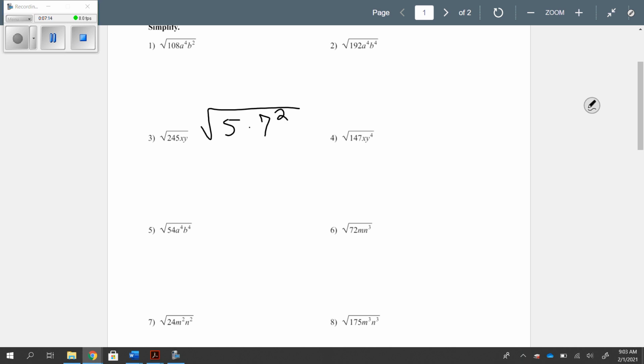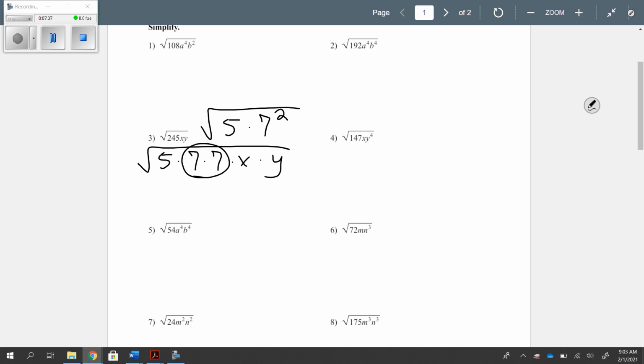Okay. So we're going to write all of that out. 5 times 7 times 7 times x times y. That's it, because there's only one x and there's only one y. Here we're looking for pairs. Remember, we're always looking for pairs when we're doing square root. Tomorrow we'll look for trios because they're cube roots. Okay? This is the only pair.